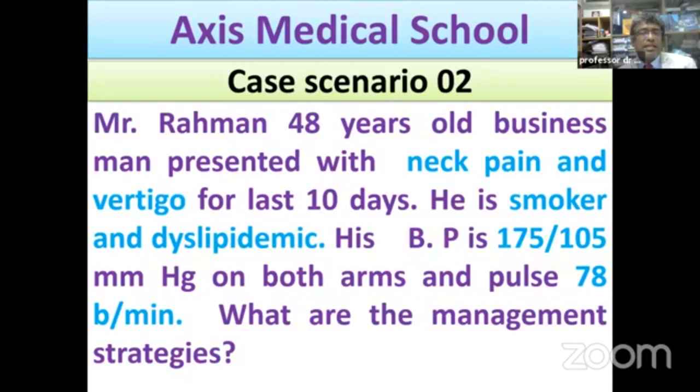In the previous lecture, the first lecture, I discussed some points that should be considered before starting management of hypertension. One point was in which stage the patient is now. So we have to stage the patient according to his level of blood pressure. His blood pressure is 175 over 105 millimeter mercury on both arms, and pulse is 78 beats per minute. What may be the management strategy? Now let's go to the next slide.